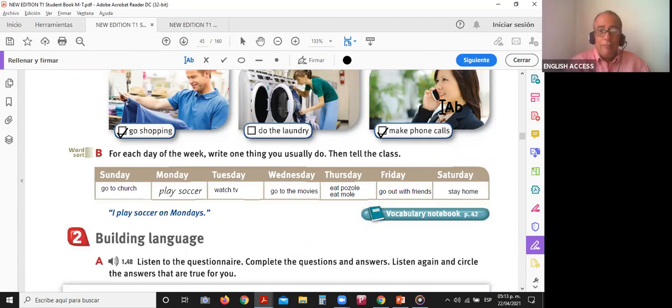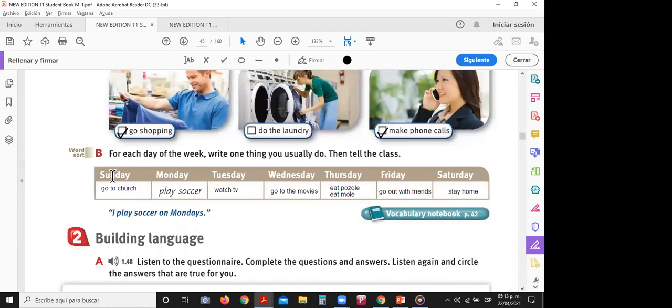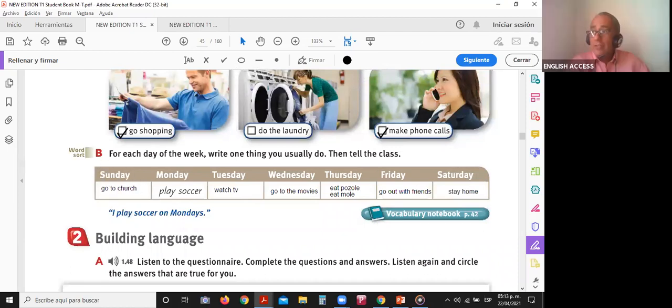Okay. For example, here, let's check the example. I play soccer on Monday, so I'm going to say, I go to church on Sundays. Now you, Carolina, what do you do? I watch TV on Sunday. Yes, in this case, Carolina, very good. We are going to add an S at the end of the day, okay? Because we are talking about routines. Can you repeat again your activity? Okay.